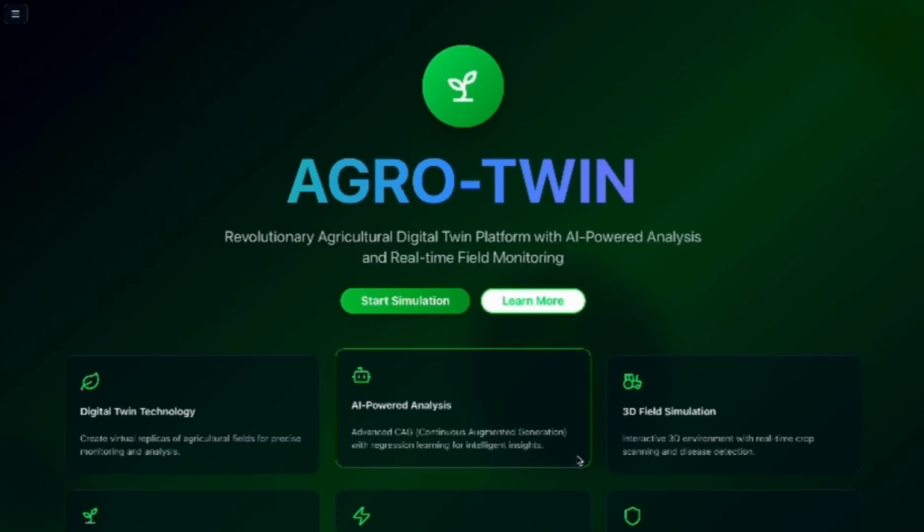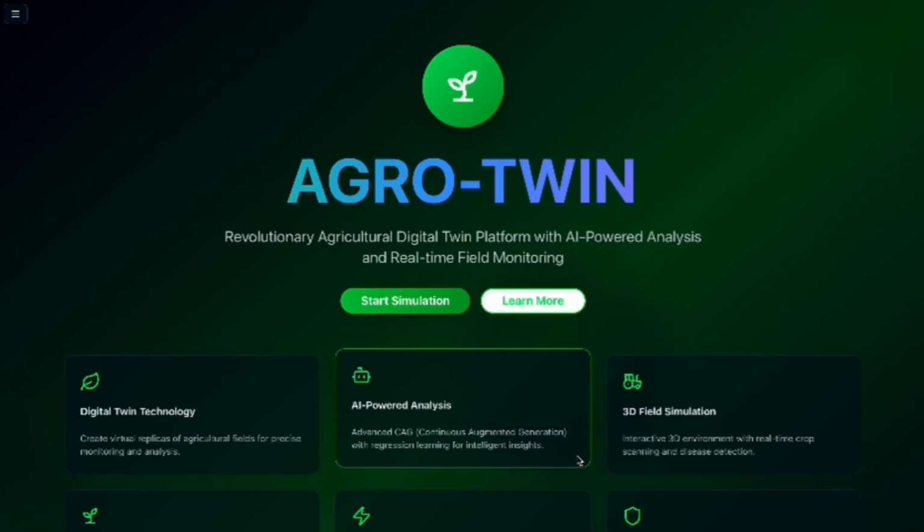Agro Twin. In this era of digital revolution, technology has evolved so much that even farming requires some IoT or technological innovations, which reduce the labor cost and increase technology usage.